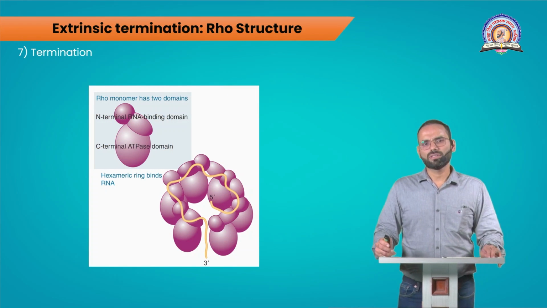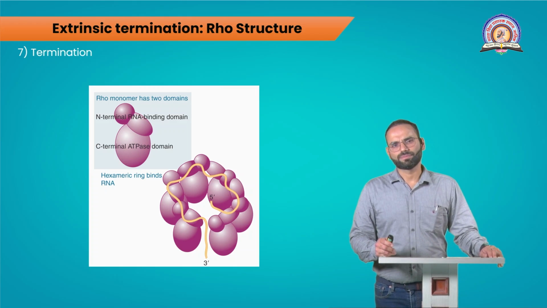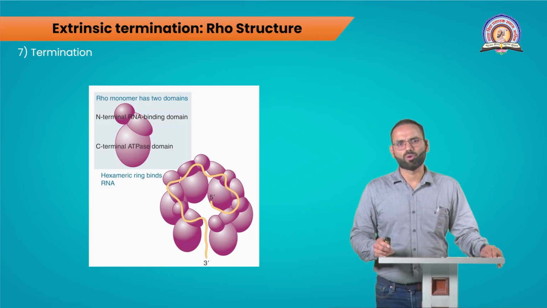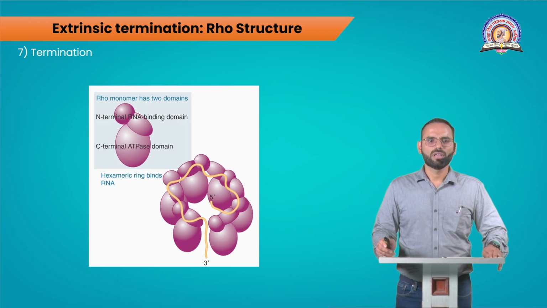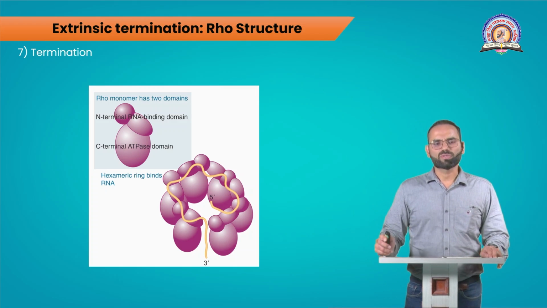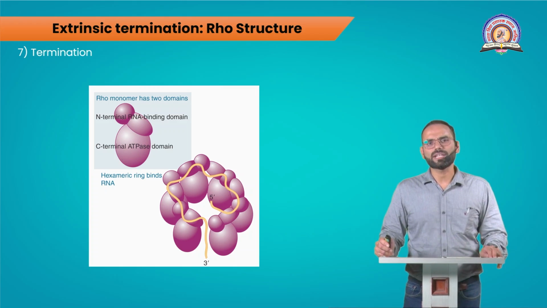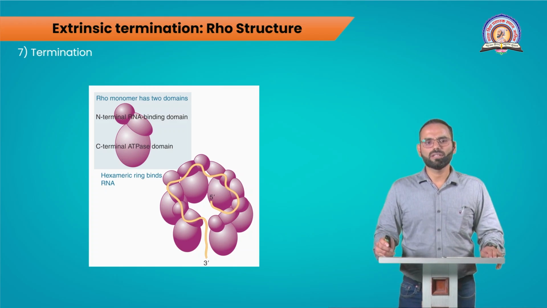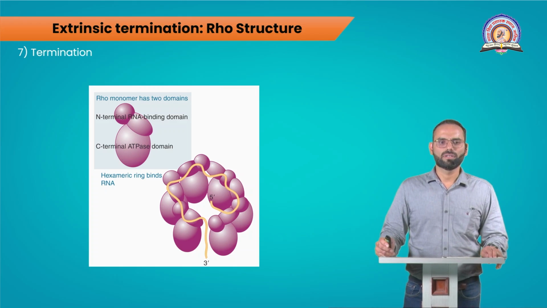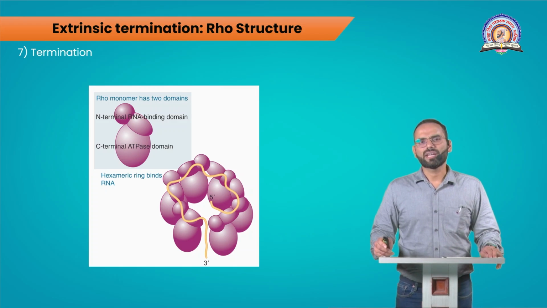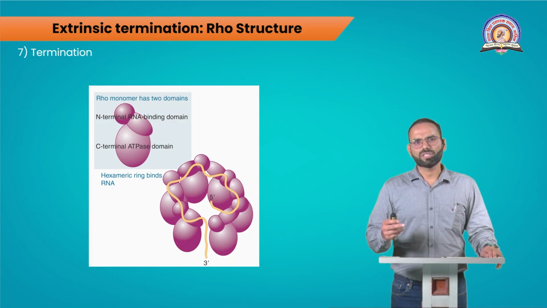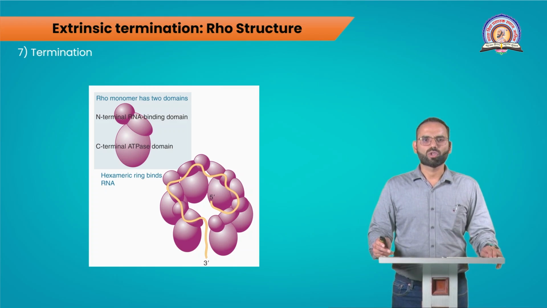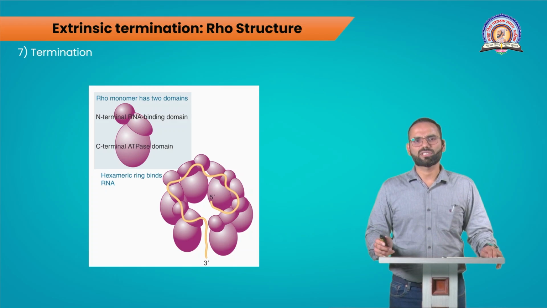Another termination is extrinsic termination, which is normally catalyzed by Rho proteins. In the case of extrinsic termination, the Rho is very important, and the Rho has an N-terminal RNA binding domain and the C-terminal ATPase domain. As you can see here, the ATPase domain is normally important for hydrolyzing ATP, which in turn provides energy for the Rho factor to traverse across the RNA molecule.